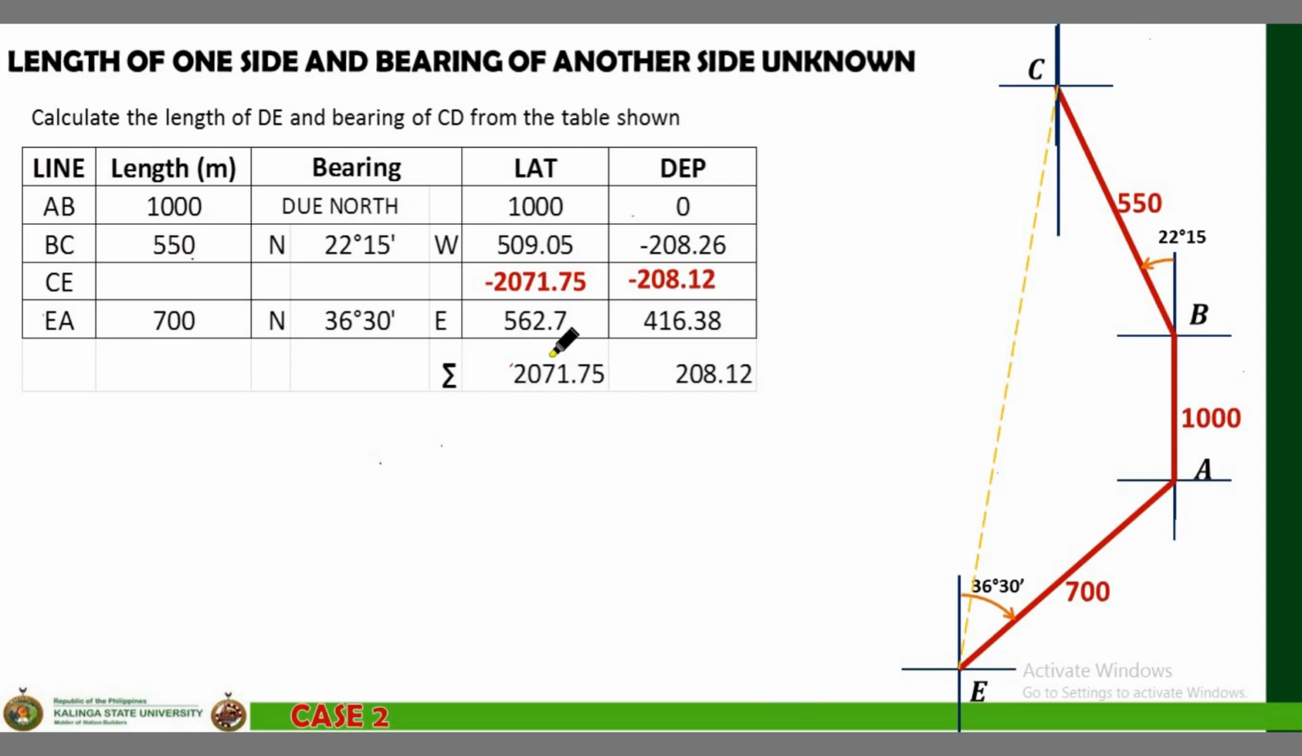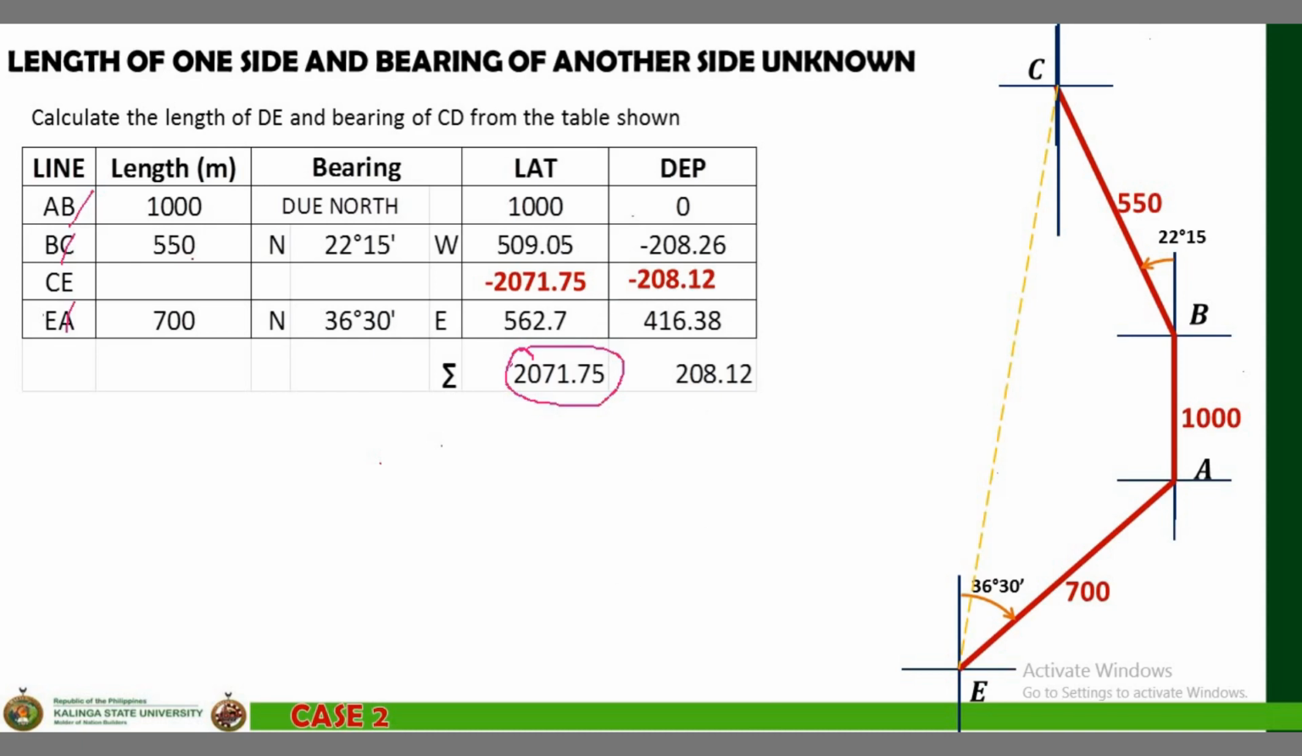How did I get this 2071.75? Take the latitude of AB, BC, and EA, because those have complete data. Once you get the latitudes of AB, BC, and EA, take the sum: 1,000 plus 509.05 plus 562.7, which gives 2071.75. For the latitude of CE, just copy 2071.75, but opposite in sign. The same goes for the departure. Just copy, then take the opposite sign.